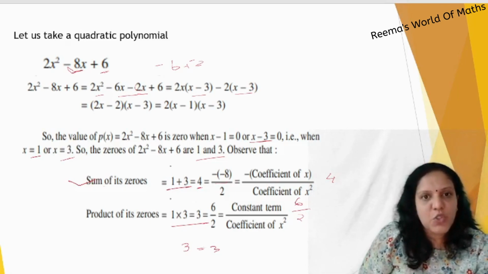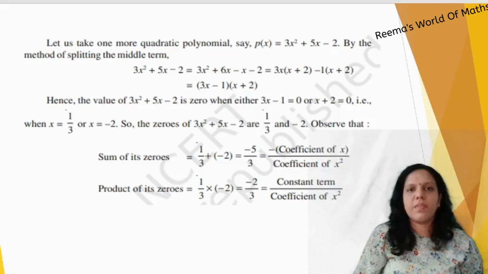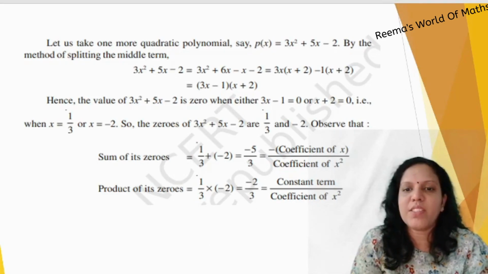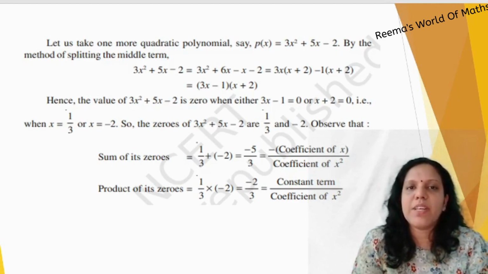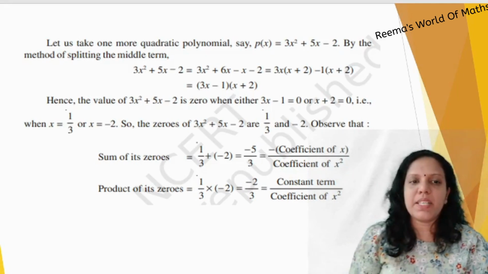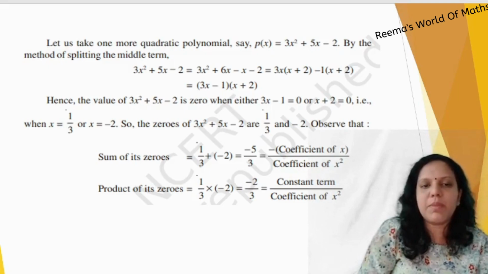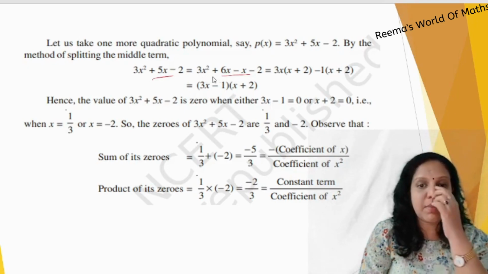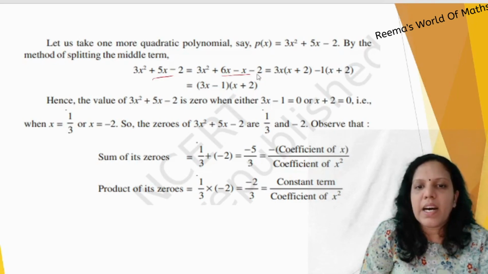Let's do one more example. Let us take one more quadratic polynomial, say p of x equals 3x squared plus 5x minus 2. Again, by the splitting the middle term method, we split the middle term, plus 5x. We can rewrite it as 6x minus x. We split the middle term 5x into 6x minus x. So by splitting, it is 3x squared plus 6x minus x minus 2.